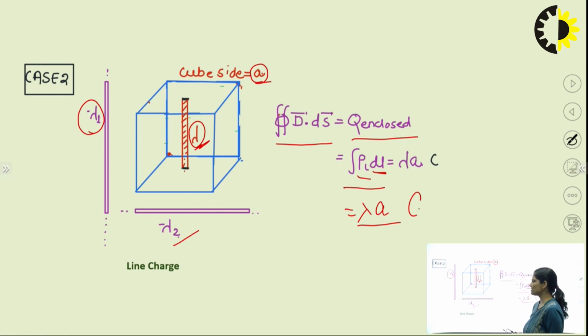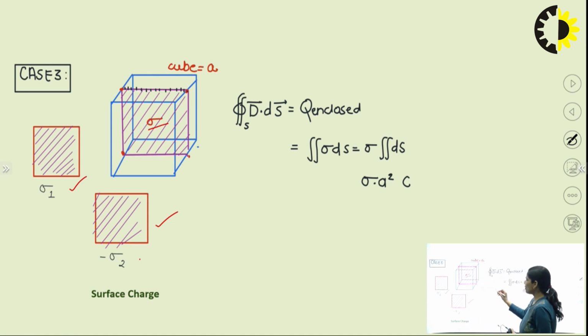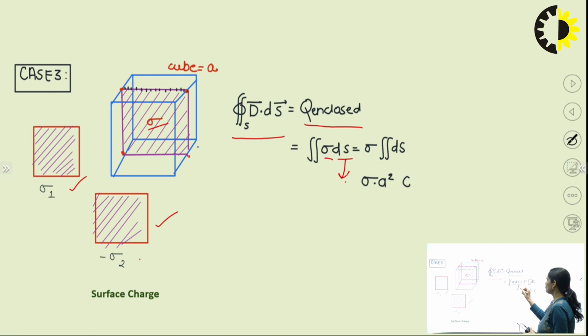Now the third case is for surface charge. Let us consider there is a cube inside this surface, and the surface is also a Gaussian surface. Here its charge density is rho, and outside there are some surfaces with charge densities rho 1 and minus rho 2. So according to Gauss law, closed integration D dot dS is equal to Q enclosed. Here this is the case of surface charge, and the surface charge density is equal to what? Rho into dS.